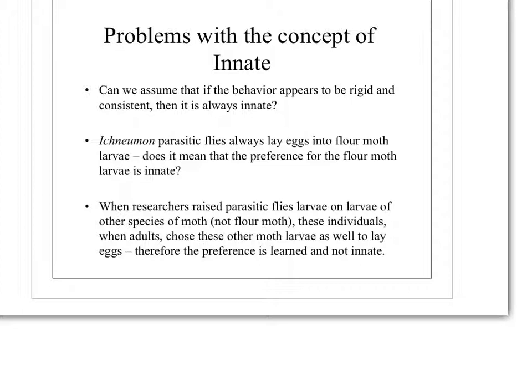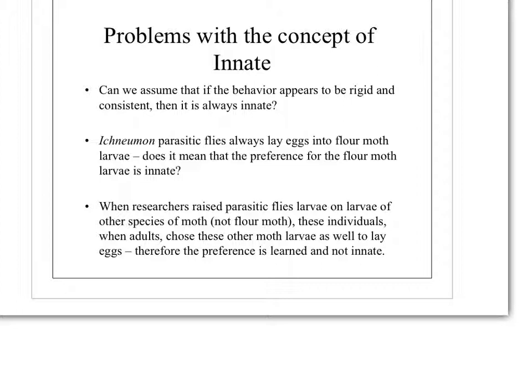You have a moth, and you put larvae or the eggs in, let's say, a flower moth, and then you do it in some other kind of moth. Now, when that fly matures and reproduces sexually, will they lay eggs in a flower moth, or in what they were actually laid in, maybe some other species of moth or fly? When researchers looked at parasitic fly larvae of other species, not a flower moth, these individuals, when adults, chose the other moth larvae as well to lay eggs on. They did it on both. So it looked like this preference is learned but not innate.